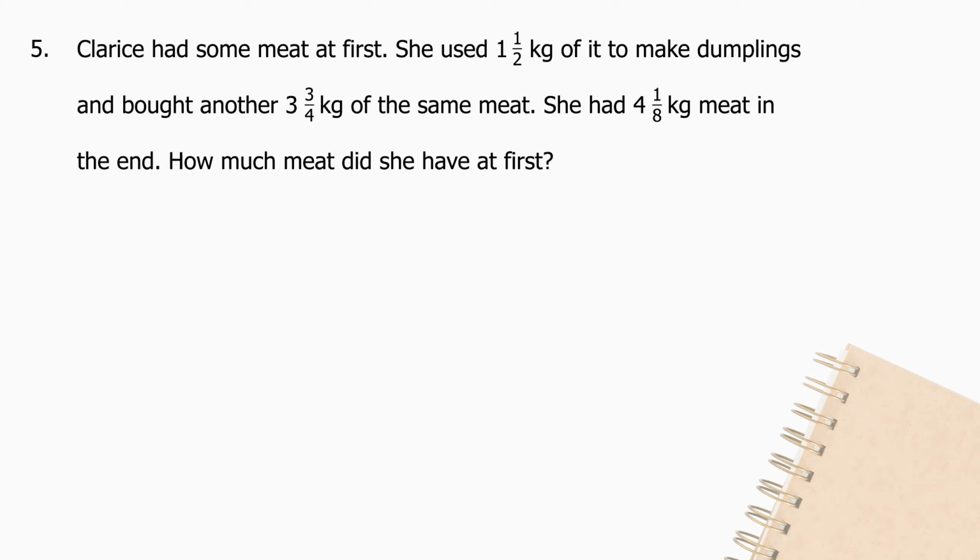Question 5. Clarice had some meat at first. She used 1.5 kilograms of it to make dumplings, and bought another 3.75 kilograms of the same meat. She had 4.18 kilograms of meat in the end. How much meat did she have at first?